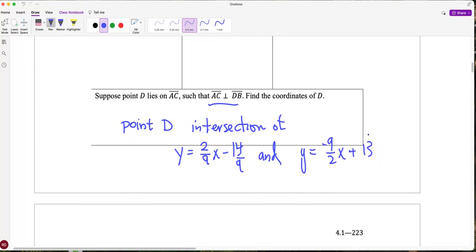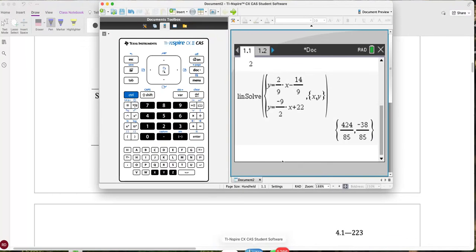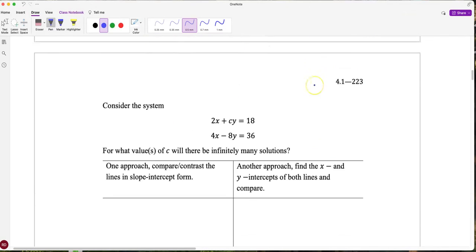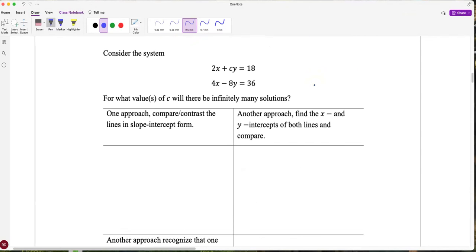I won't make you go find this solution right away on this one, because there's the solution right here: 424 over 85, negative 38 over 85. So anyway, it's not quite 3 and it's not quite negative 1/2 kind of thing. That got a little bit more complicated than I wanted it to be.